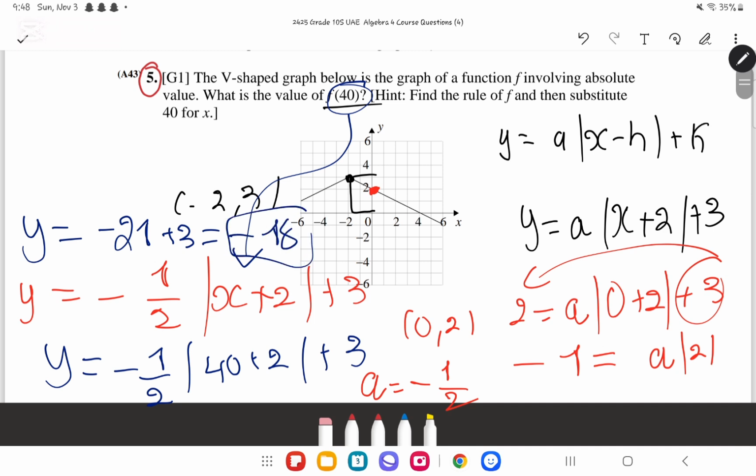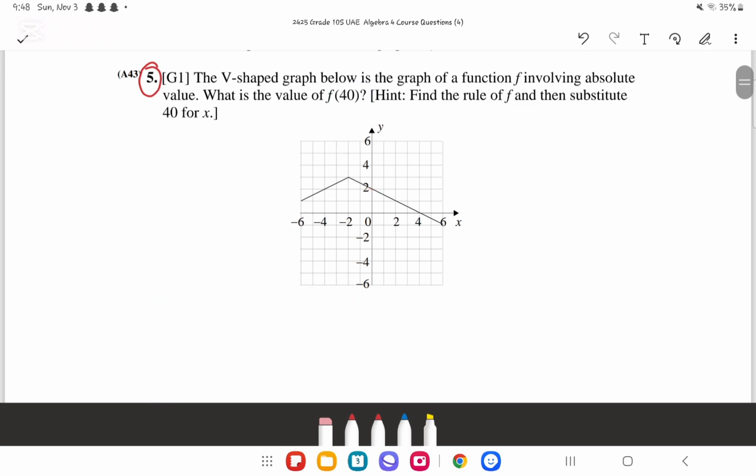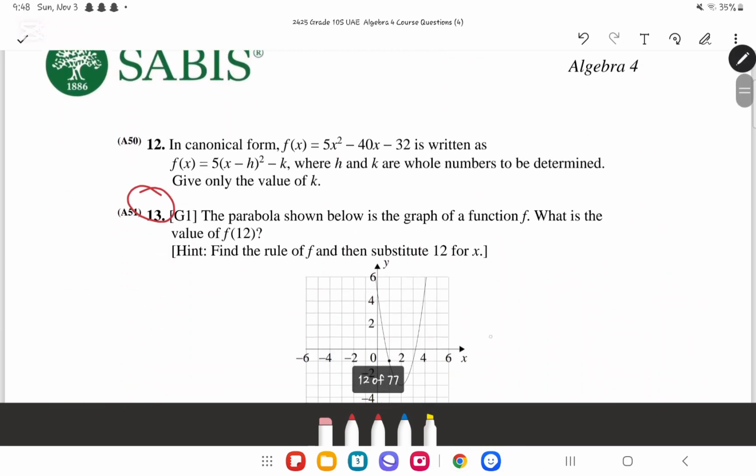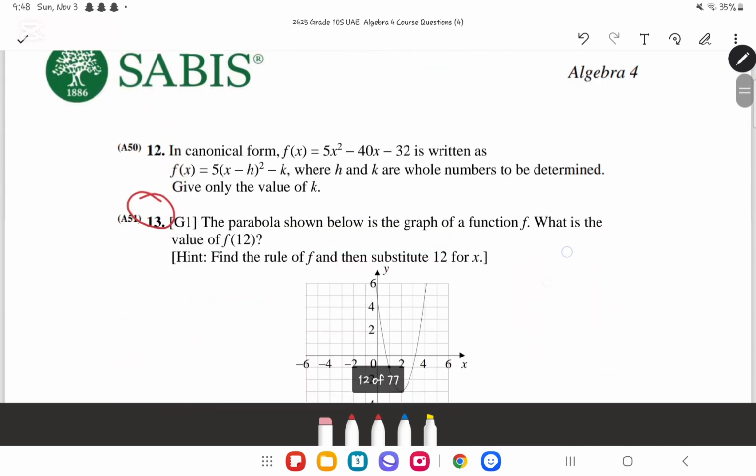But please, guys, remember, first thing you have to find the graph. You have to find the basic function. After that, you substitute. That is number 5 done. Then we move on to section 2.2. We have number 13 and 14.